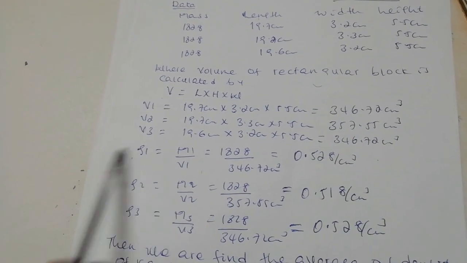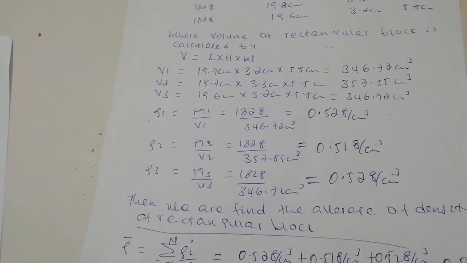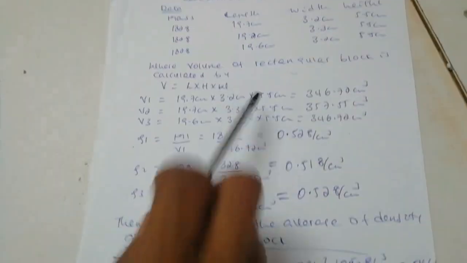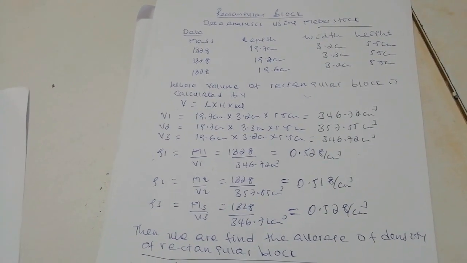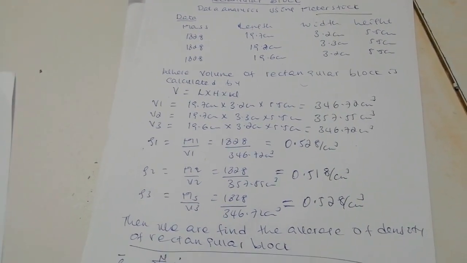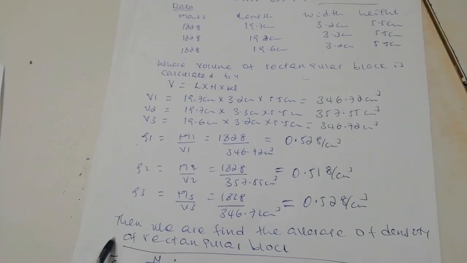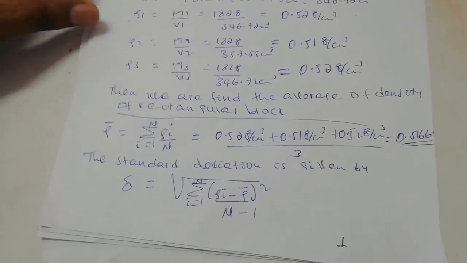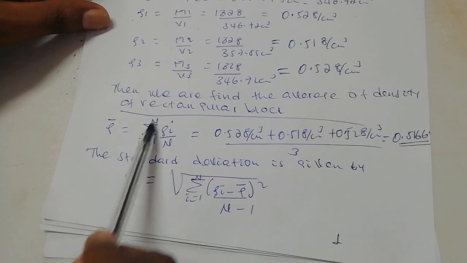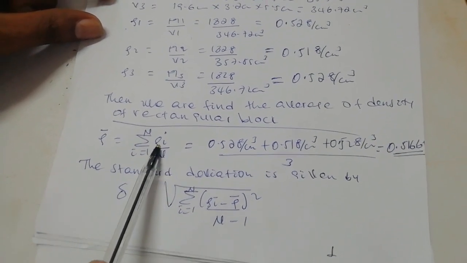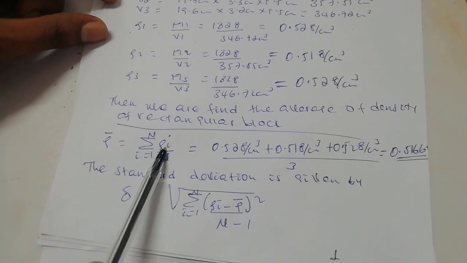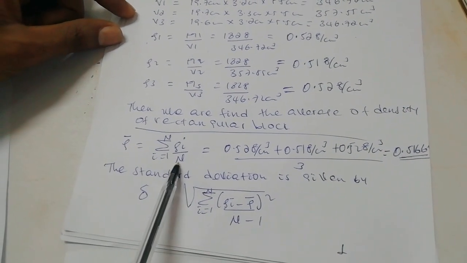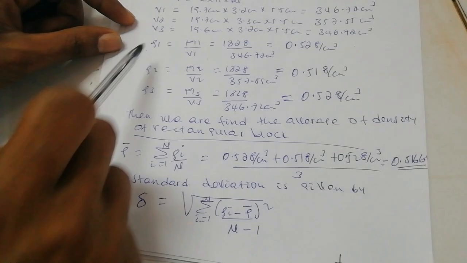Then from these three densities, let us find the average density, because we don't know the standard value of the density of the rectangular block. If we don't know the standard value for the measurements, we get the percentage of error, or to get the standard values, we go through these steps. The first step is to find the mean value. The mean density is equal to the summation from i equals 1 to n of the individual density measurements divided by n. This means we measured the density three times, we take the summation of the densities, and n is the number of measurements, so we divide by three.